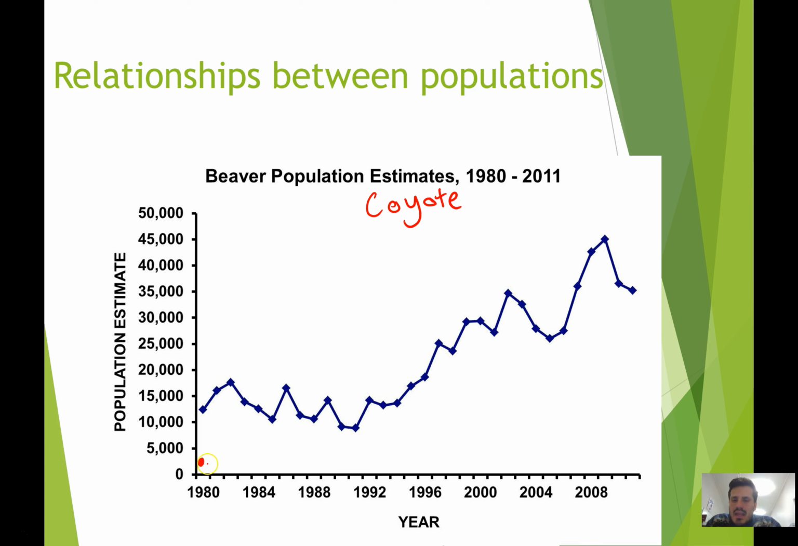As the beaver population went up, can you see that there's a little increase here? The coyote population would have more beavers available, so it would also increase. And then the beaver population might have gone down, so what's the coyote population likely to do? It's likely also going to go down. And it's likely you would see that a beaver and a coyote population would follow very similar trends.